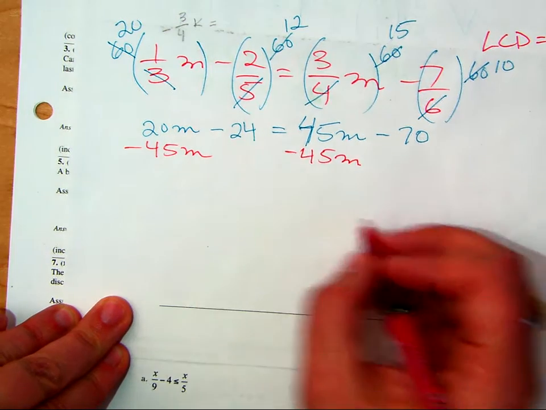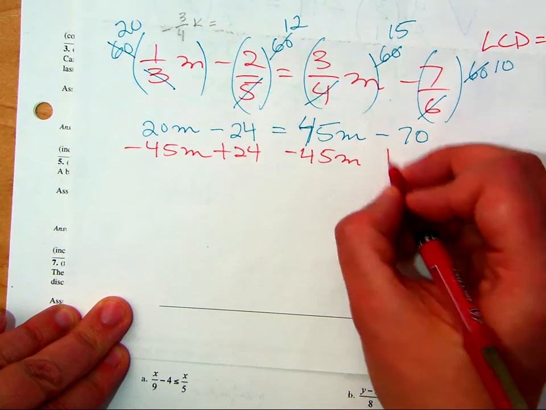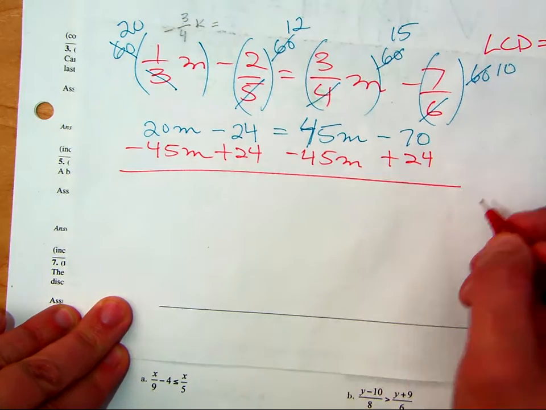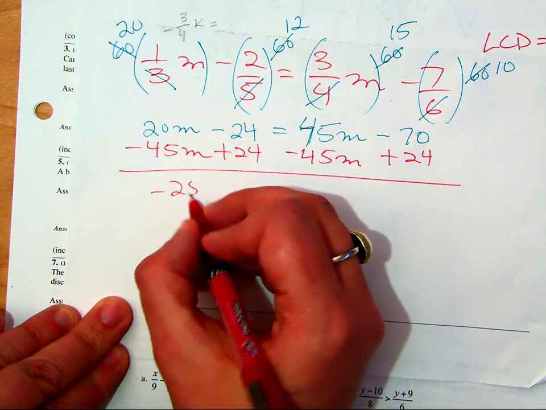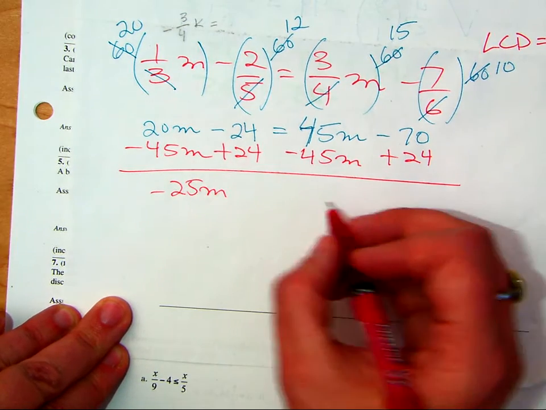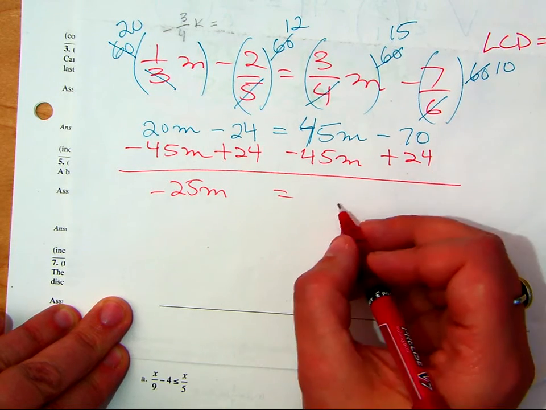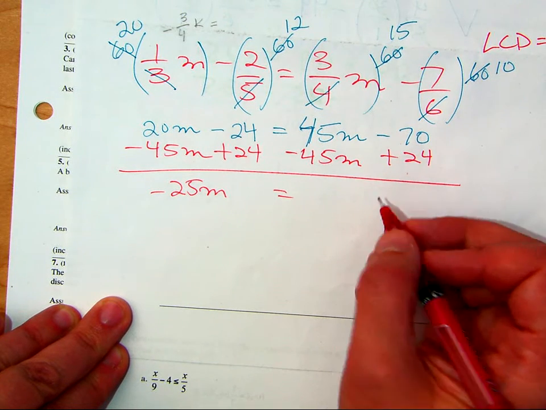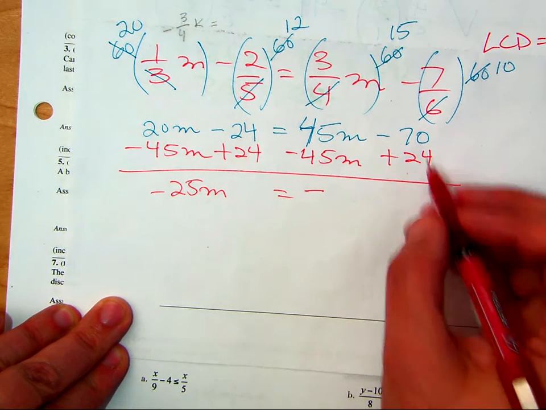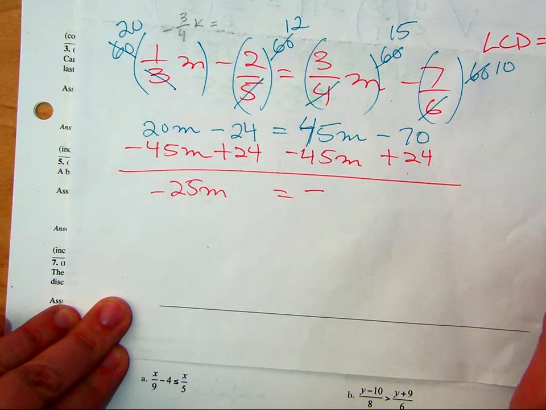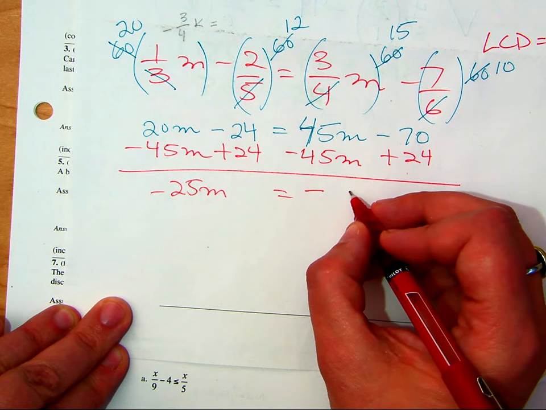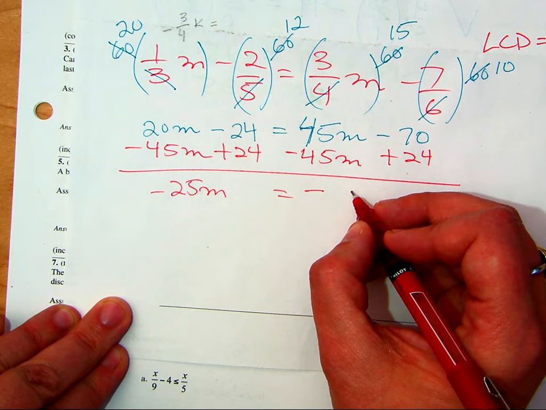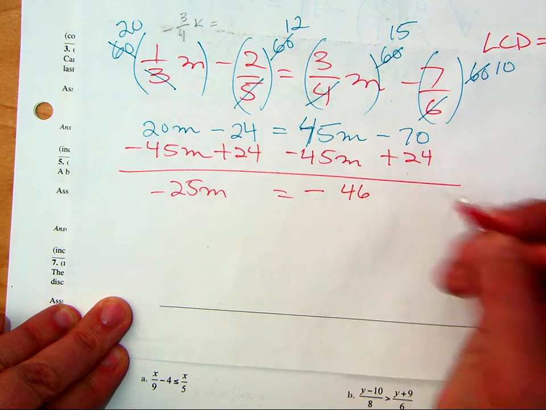Get my m's on one side. Get my constants on one side. Negative 25m, am I right? Equals, it's hard. What is that? That's a negative. Which one is it? 56 or 46? 46. You have to borrow.